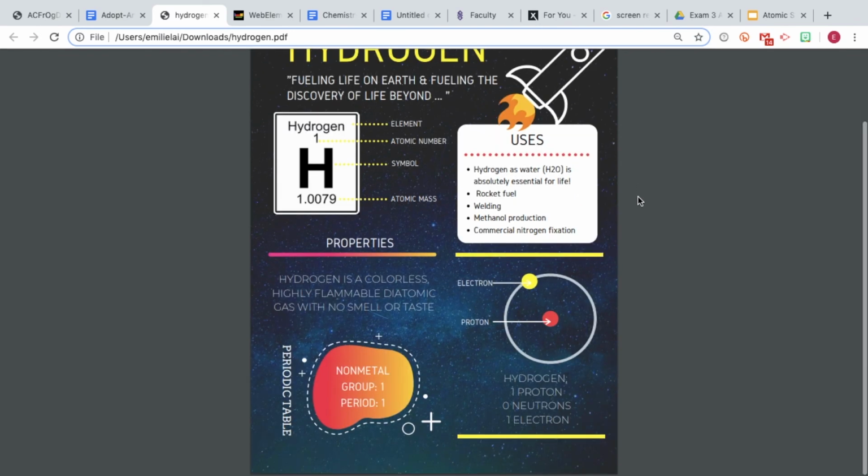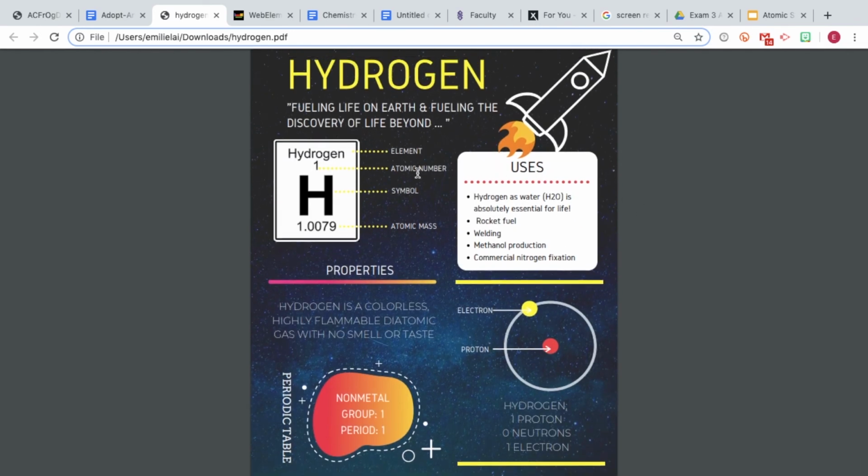If you look at this advertisement, you can see that I've included the atomic number, the symbol, the atomic mass, its properties, its position on the periodic table. I've also included a Bohr model, which you could look up. Just make sure you include the protons, the neutrons, and the number of electrons for that specific element. I've also included the uses of hydrogen, and as you're creating your slogan, think about your uses and how you can tie it in.